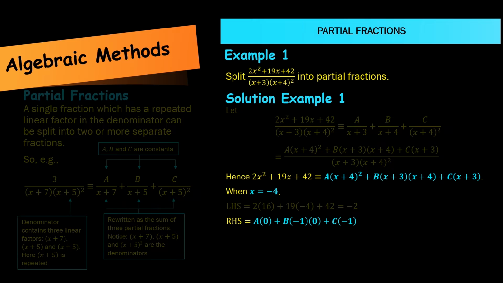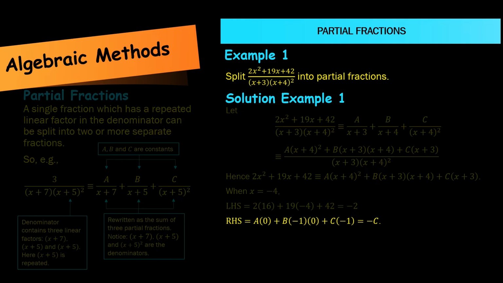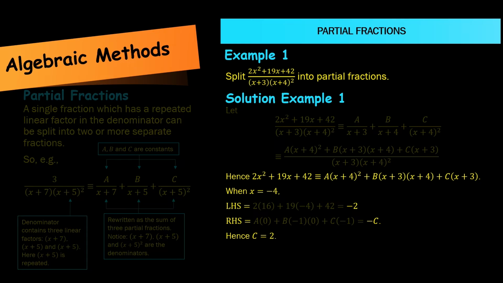And on the right-hand side, when we plug in x equals minus 4, as intended, the A term and the B term will disappear because we're going to multiply each of them by 0. This is what we intended to do, and we're now simply left with C times minus 1. Therefore, the right-hand side is equal to minus C. Since the left-hand side and the right-hand side are equal, we have that C equals 2.